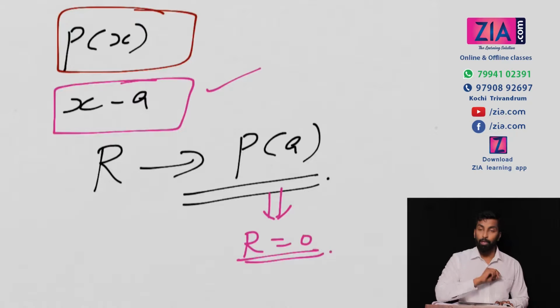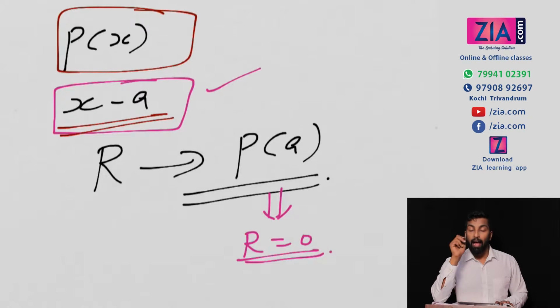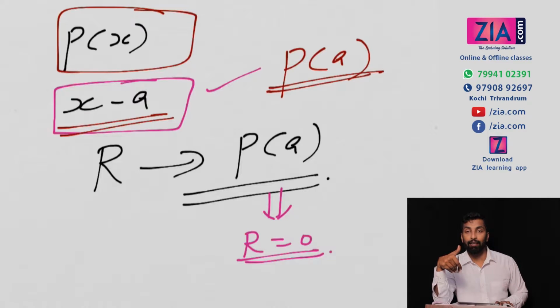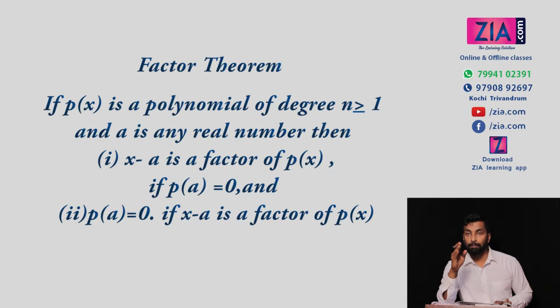You have a polynomial p of x which is having a degree n greater than or equal to 1, then you have a linear divisor which is x minus a, and when you find p of a, what is that? That is nothing but the remainder. When you find p of a, if you are getting 0, what does that mean? x minus a is a factor. Or if you want to tell it in a reverse way, you have a p of x polynomial having a degree greater than or equal to 1, and when you divide with x minus a, you are getting remainder 0, means x minus a is a factor.